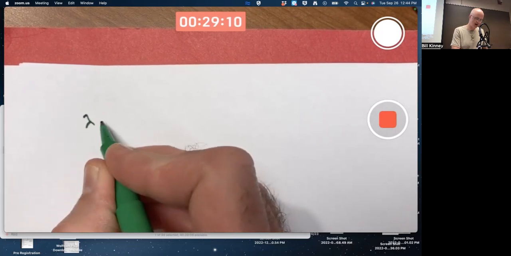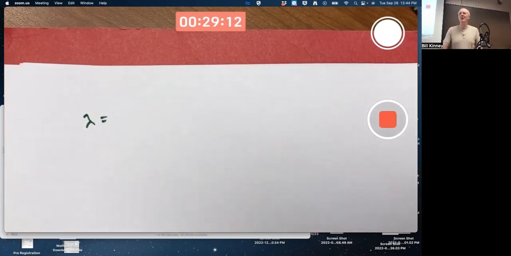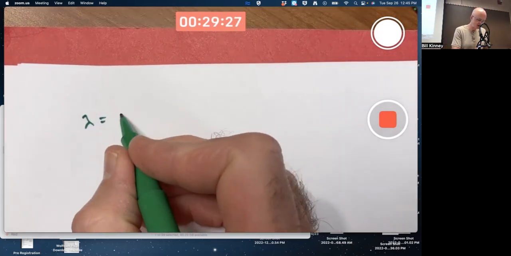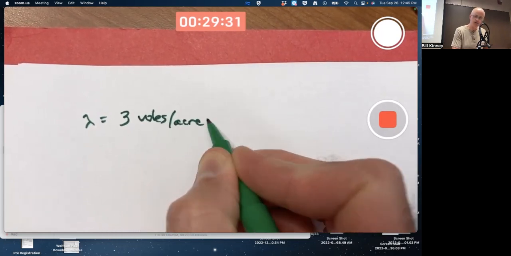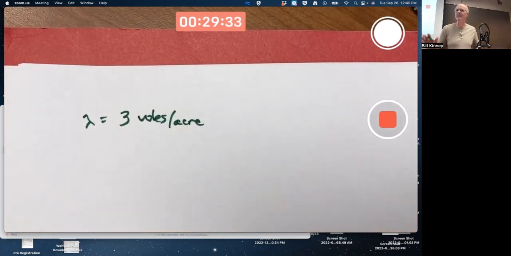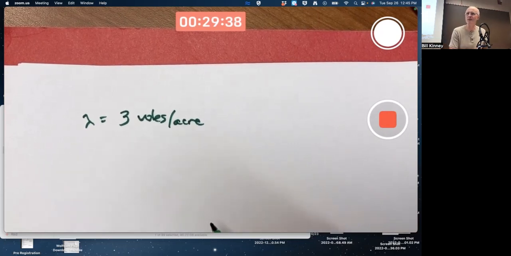So the lambda here would be the fact that you've had a scientist come and count voles for you. Not that they counted every vole, but they've done some sampling, and they've estimated that on average there's 3 voles per acre. Right? Voles, they're cuter than moles. I think voles look more like mice or something. 3 voles per acre digging up your farmland.